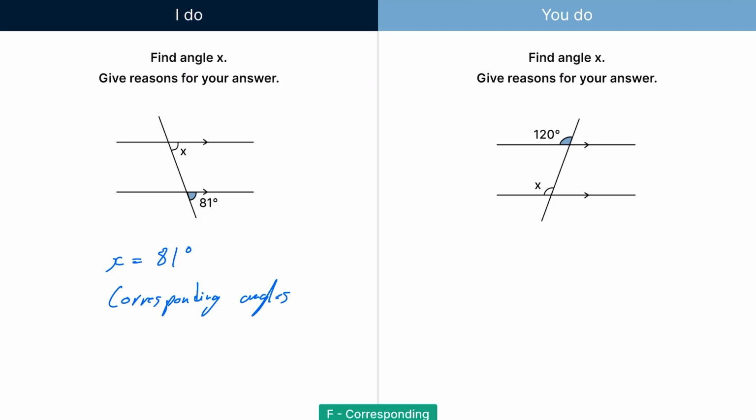And again, hopefully you've pressed pause and had a good go at the example on the right. So this is an upside down F. So these 2 are going to be the same. So you know that X is equal to 120 degrees. And the reason for that, again, is corresponding angles.